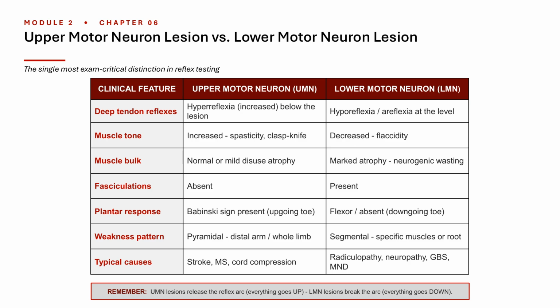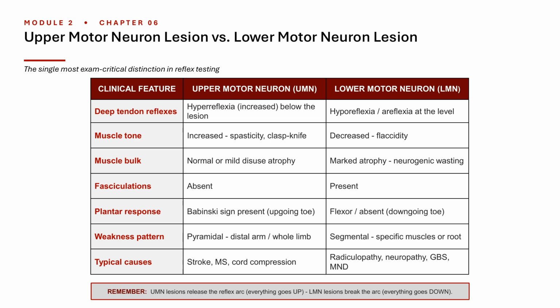Fasciculations. UMN: absent. The lower motor neuron is intact, so there are no spontaneous discharges. LMN: present. Denervated or dying motor neurons fire spontaneously, producing the visible twitching of fasciculations. Plantar response. UMN: Babinski sign. Upgoing toe. The release of descending inhibition allows a primitive reflex to emerge. LMN: flexor plantar response, normal or absent.